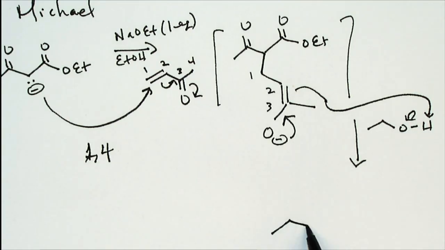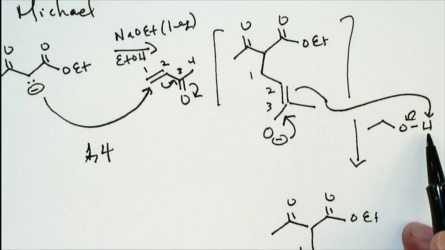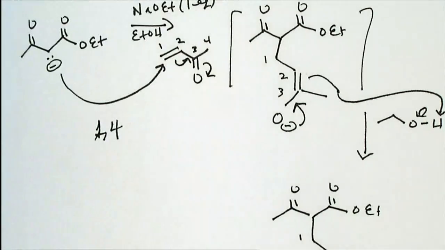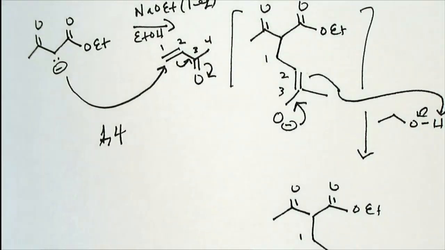So the product that you will end up getting from this is going to be the following. That's still attached to 1. 1 is attached to 2. 2 is attached to 3. 3 is attached to 4. There's a reforming of the carbonyl at 3, and carbon number 2 picked up that proton. And there is the product of your Michael addition. Let me do another one.